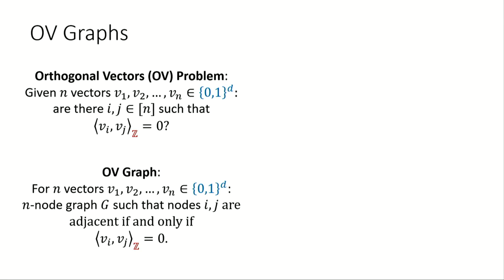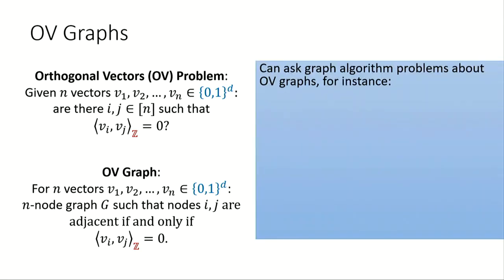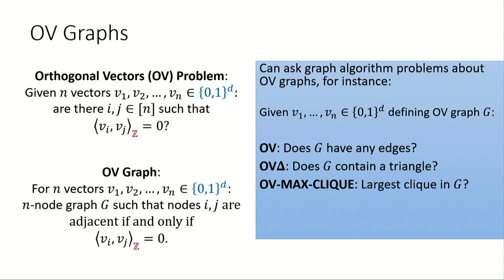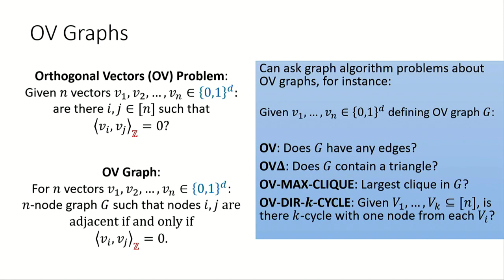That's an OV graph. Given an OV graph, you can naturally define lots of different algorithmic problems, like the analog of all sorts of graph problems that we normally study. You can also ask them just about OV graphs, where you're given as input, instead of just any n-squared edge graph, the n vectors defining an OV graph. For example, the OV question itself asks: does G have any edges? Then you could ask the OV triangle question: does G contain a triangle? Or max clique: what's the biggest clique in G? Or directed k-cycle: you can direct the edges in some way and ask, is there a k-cycle in this graph, and so on. So any basic algorithms question you can ask about general graphs, you can ask about OV graphs as well. And that's what we study.